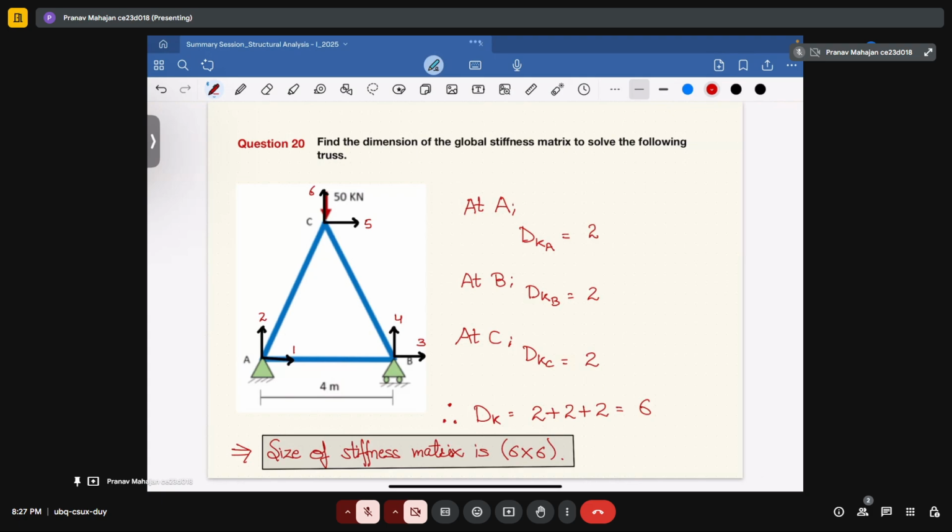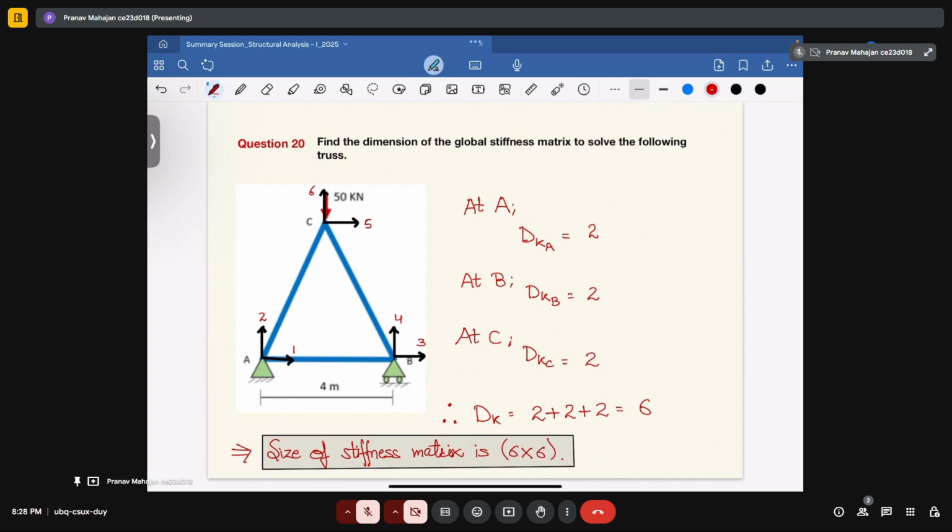So let's see how we will define a stiffness matrix. In this case, you are given a truss. Now, it is not asking you to directly determine the stiffness matrix. It is asking you just to give the dimension of the stiffness matrix. So as per the stiffness matrix properties, the size of the stiffness matrix will depend upon the degree of kinematic indeterminacy, or you can say degree of freedom of that particular structure.